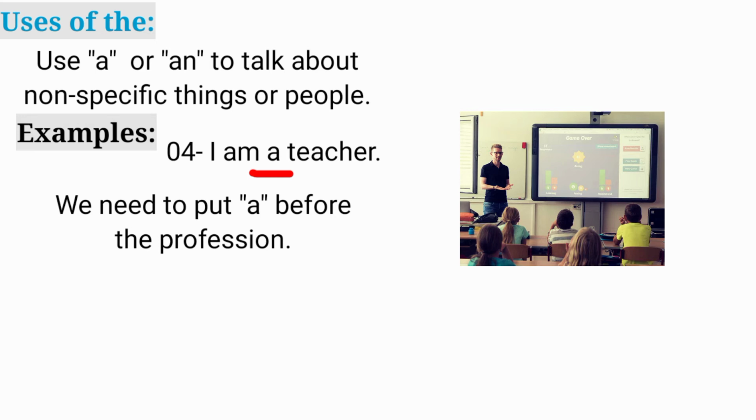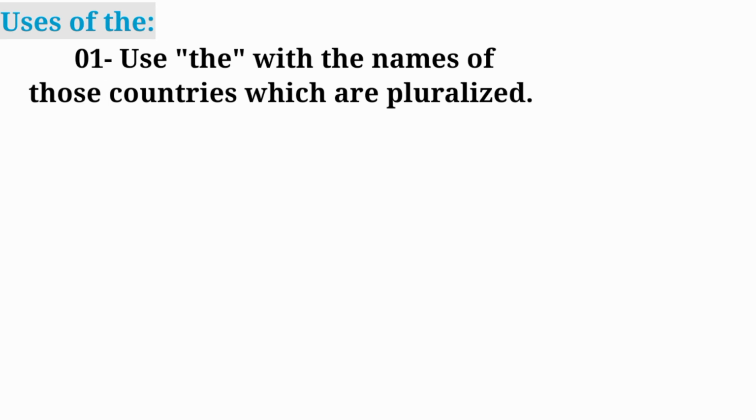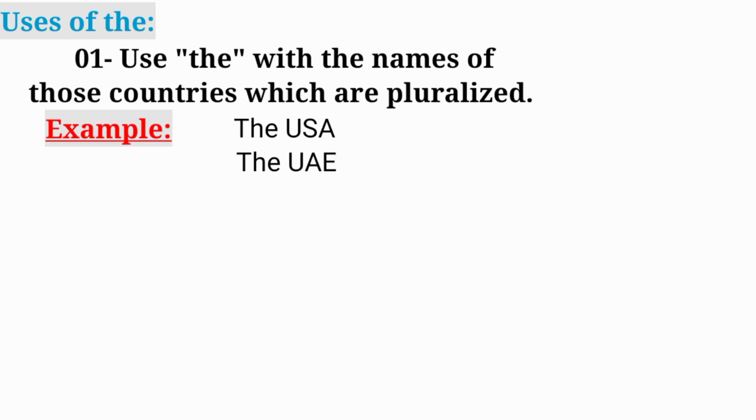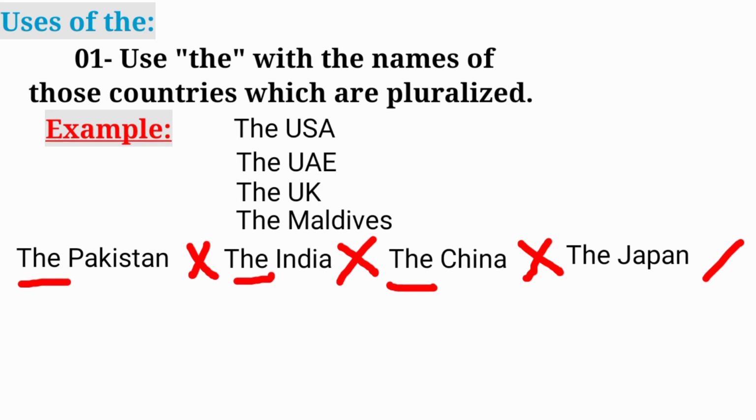Okay, now let's move to some more uses of the. Number 1. Use the with the names of those countries which are pluralized. For example, the USA, United States of America, the UAE, United Arab Emirates, the UK, United Kingdom, the Maldives. But we cannot put the with Pakistan, India, China, Japan, Afghanistan, Bangladesh because these countries are not pluralized.